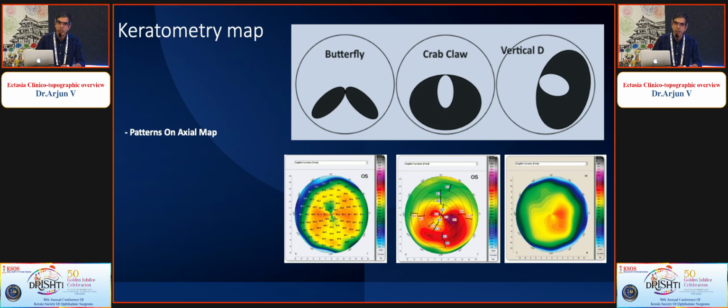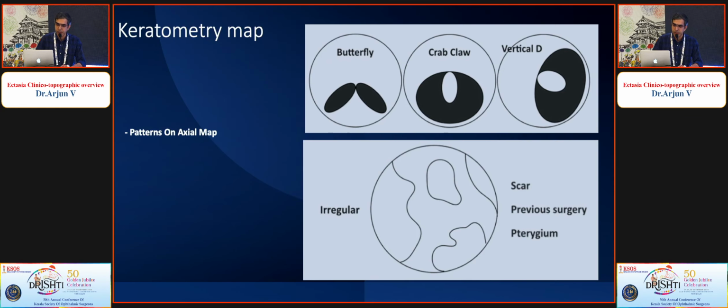This commonly occurs when the ectasia starts moving away from the center, which produces a phenomenon known as the loop cylinder. As the ectasia further moves away, the loop starts coming into the picture, and the butterfly starts to look like a vertical D. So this is more seen in peripheral ectasias. So again, you have to see the ocular surface. Sometimes dryness, even scars and previous surgeries, will induce changes in the topography, and you will get an irregular pattern.